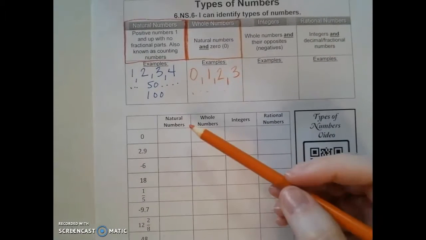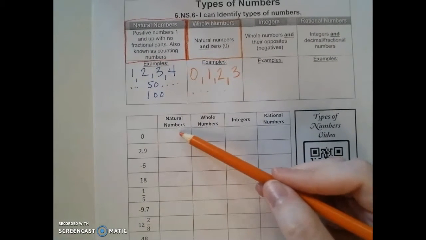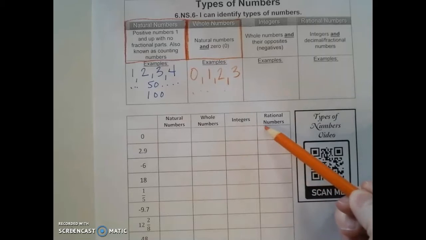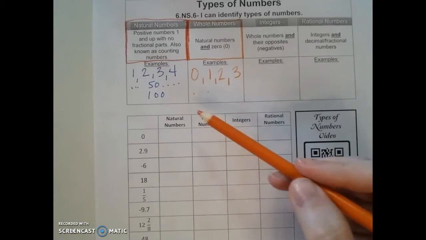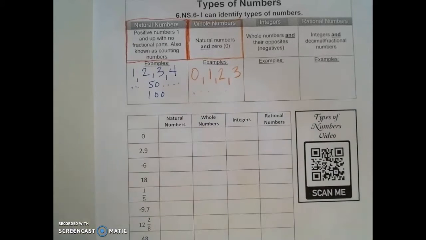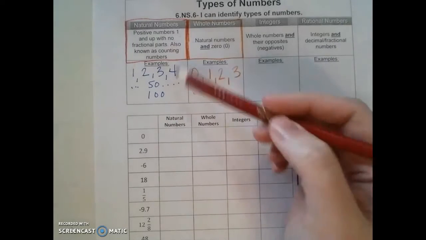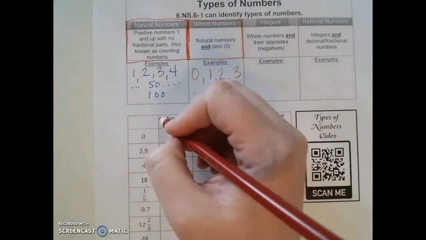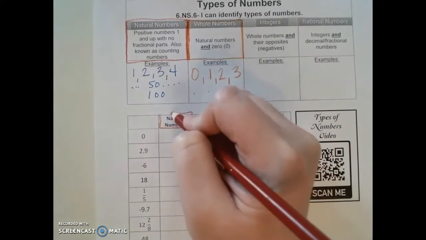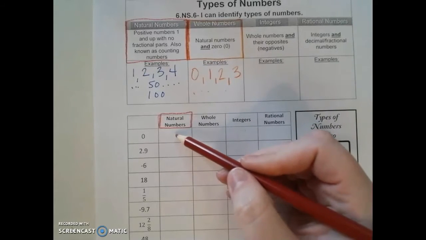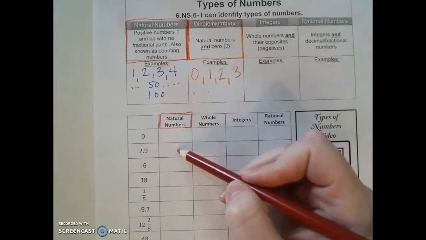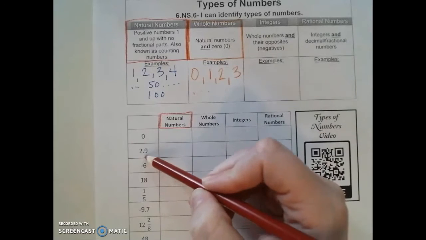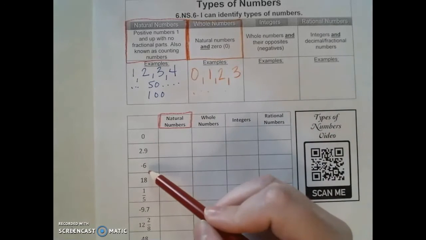So down here I'm going to go ahead and do the natural numbers and the whole numbers, and then go back and do integers and rational numbers just to show you which are natural and whole numbers in our little activity. So I'm going to do the natural numbers in red again just to match up here. I'm going to highlight it a little. So remember, our natural numbers are not 0 because it's only 1 and up. So 2.9 is a decimal, so that would not be a natural number.